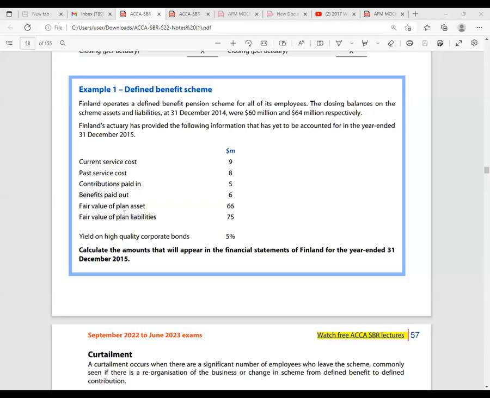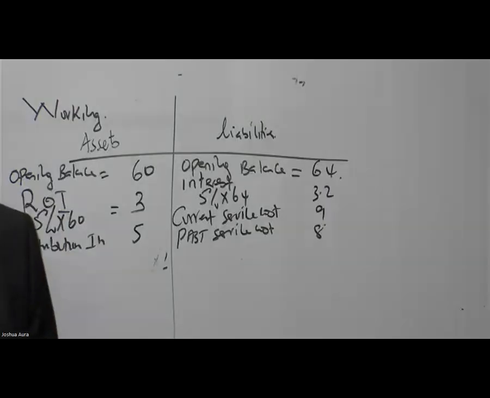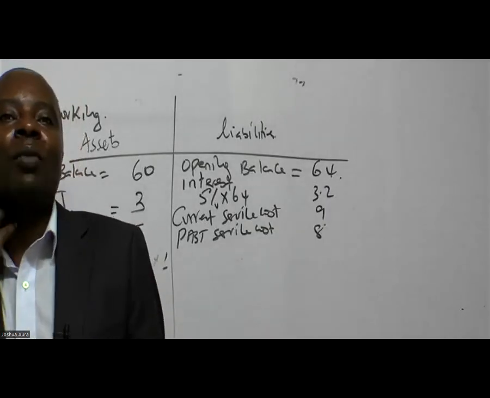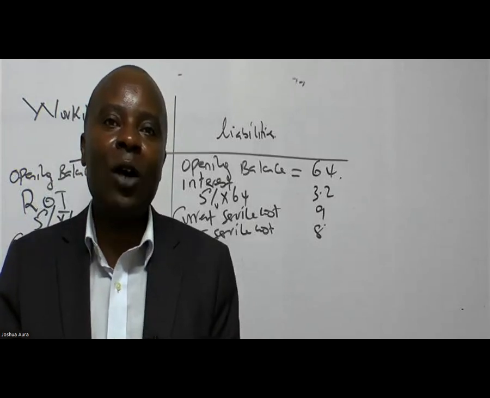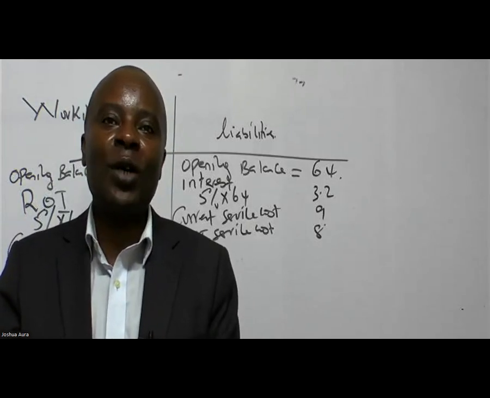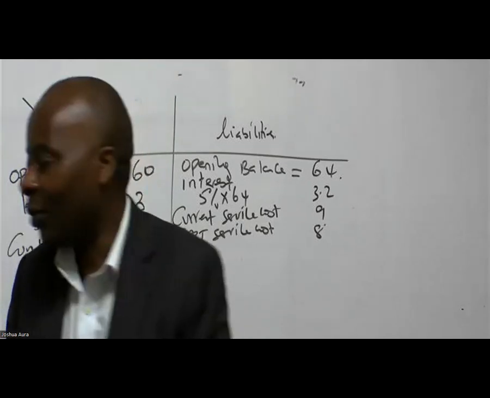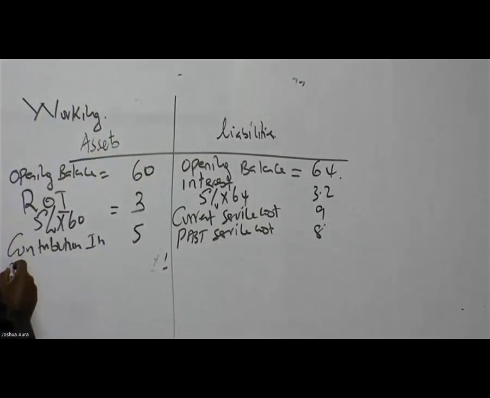So the next thing, what do we have here? We have benefits paid out. Benefits paid out are very interesting. I love these because even when we are teaching this in practice, you get people asking so many questions and really there's nothing to be asked there. Benefits paid out, number 1, they reduce your assets. Asset goes down.